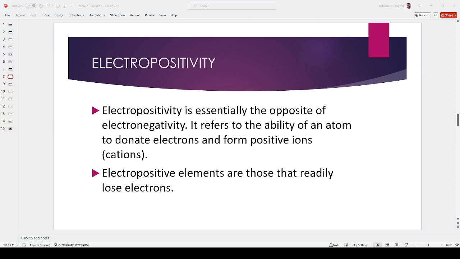Now, what is electropositivity? The term electropositivity is essentially the opposite of electronegativity. It refers to the ability of an atom to donate electrons and form positive ions, that is, the cations. The electropositive elements readily lose electrons, to donate electrons, for a chemical bond to be formed. Don't forget that this is exactly the opposite of what the electronegative element does. The electronegative element attracts electrons.